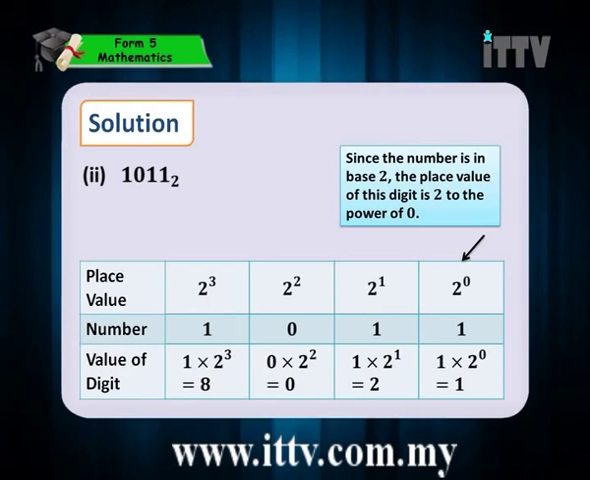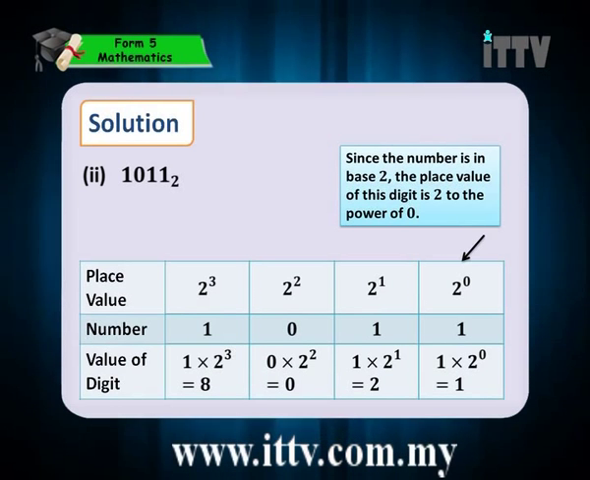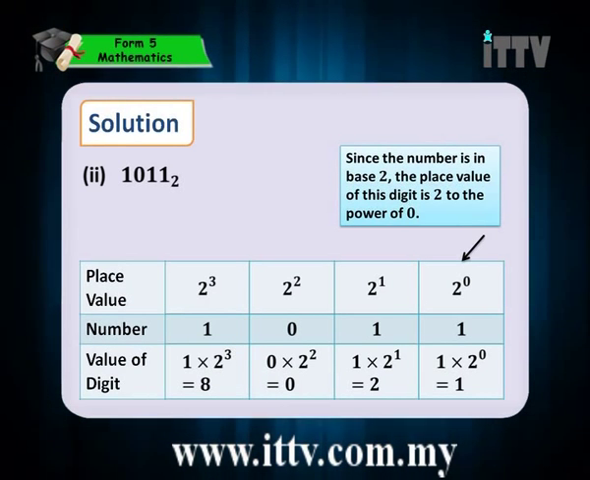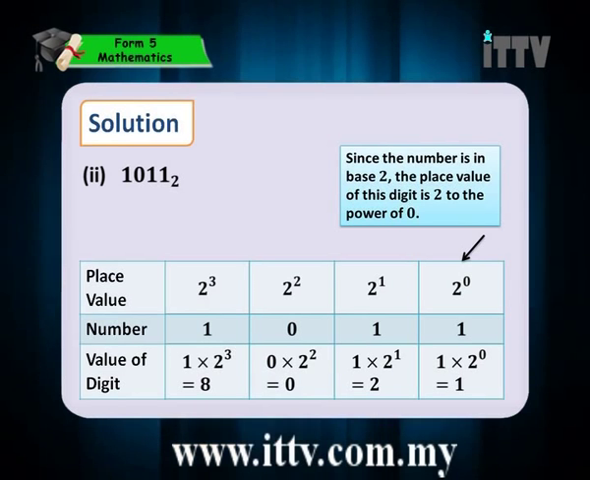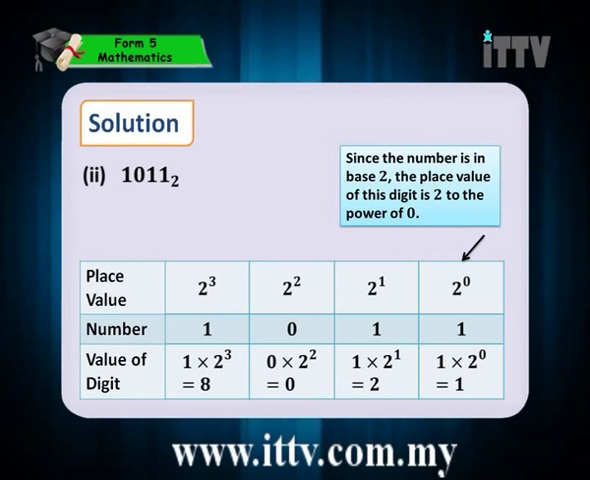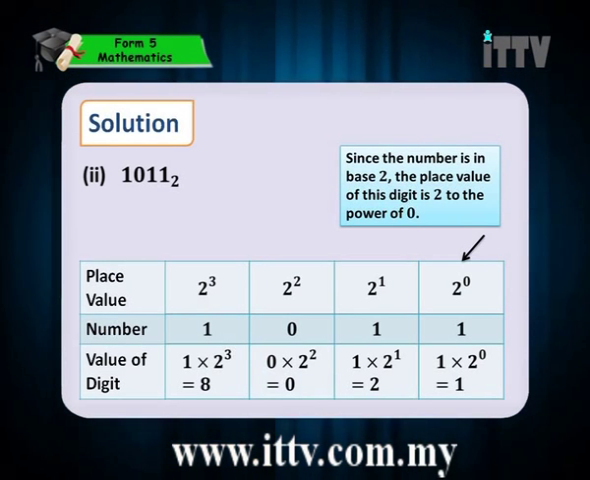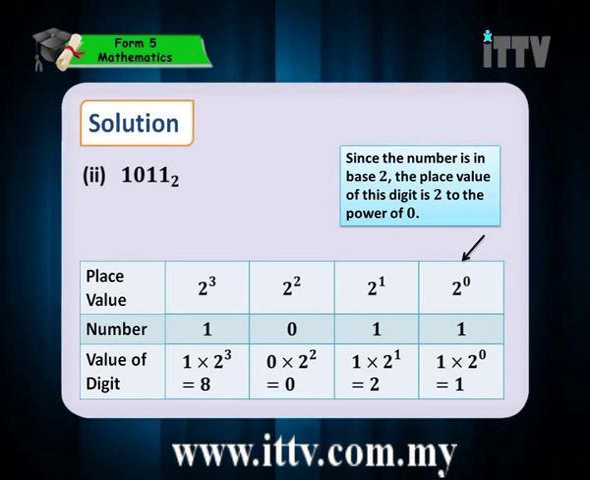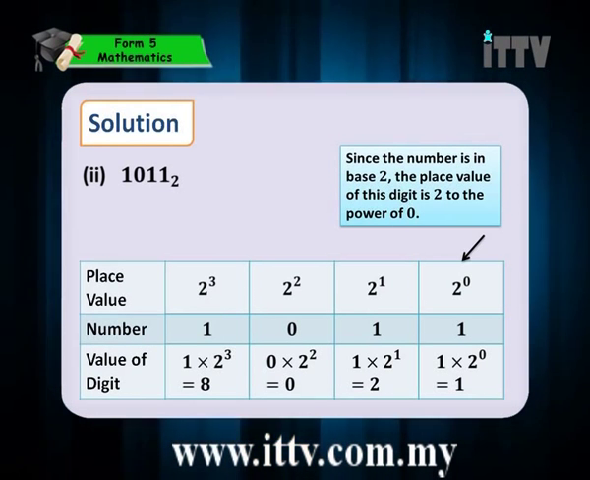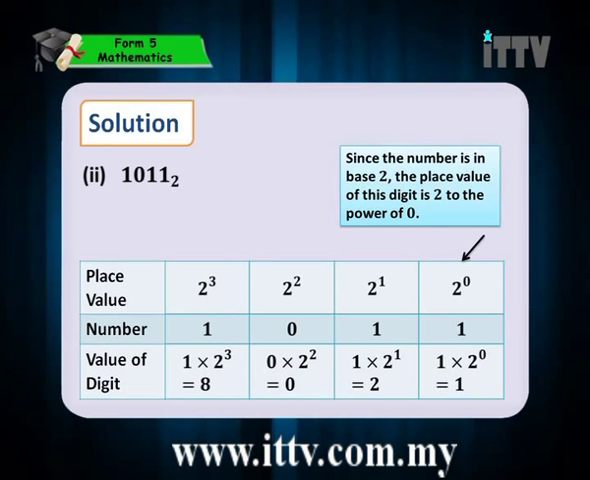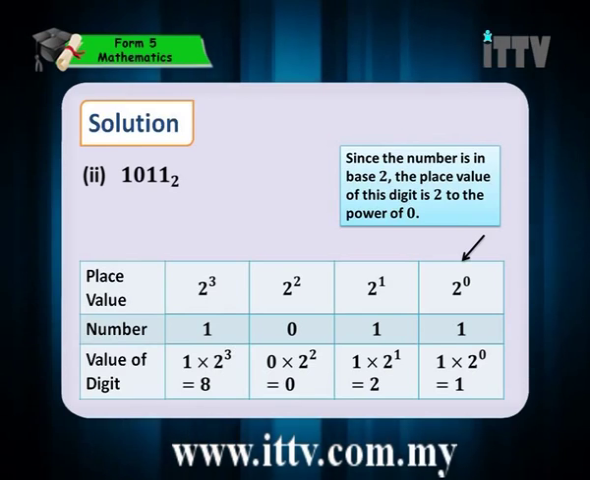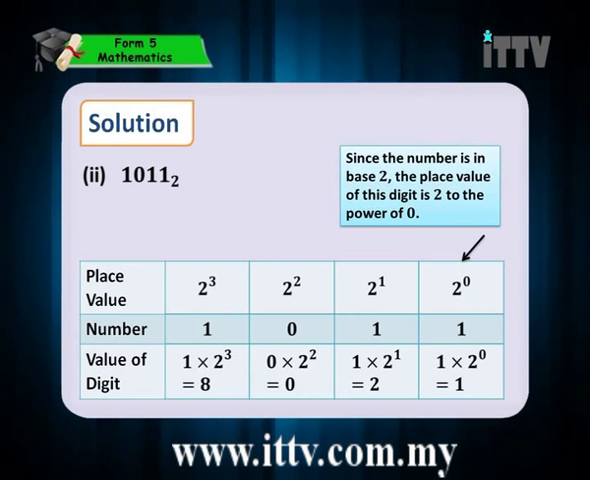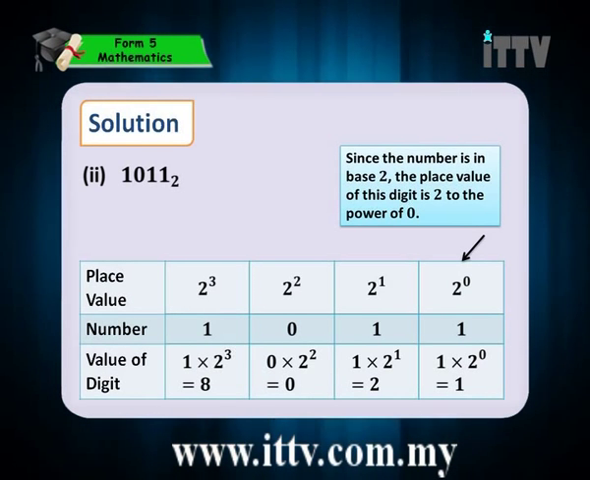The value of each digit would be the product of the digit and its place value. So for the first digit, starting from the left, 1 times 2 to the power of 3, so the value would be 8. 0 times 2 to the power of 2, value 0. 1 times 2 to the power of 1, that will give me a value of 2. And the last one, on the right, the value of the digit is 1 times 2 to the power of 0, so it gives me a value of 1.